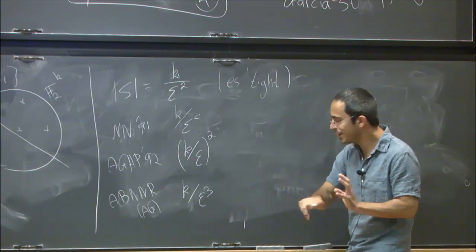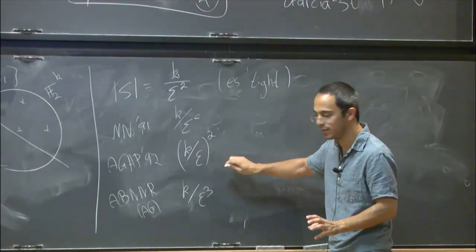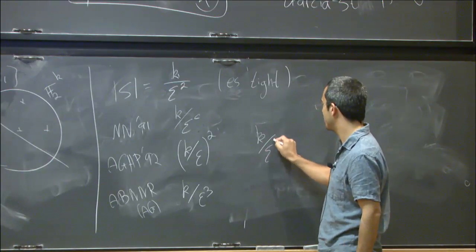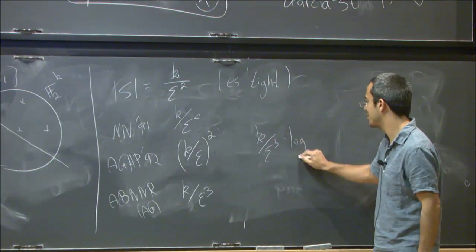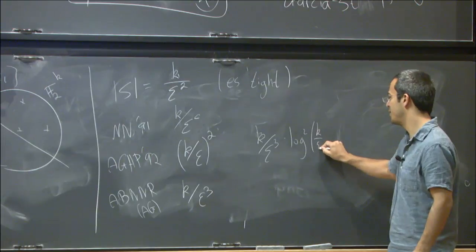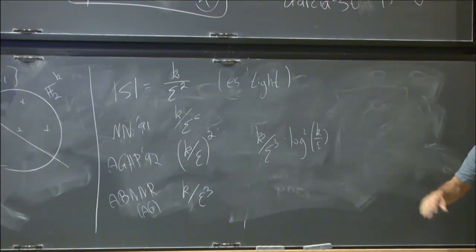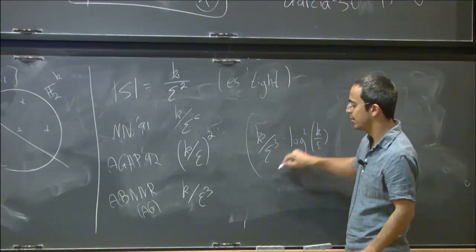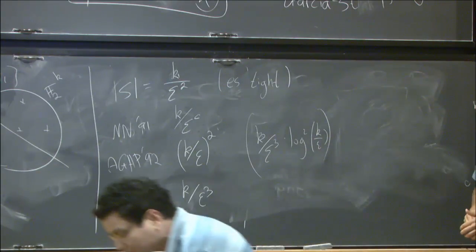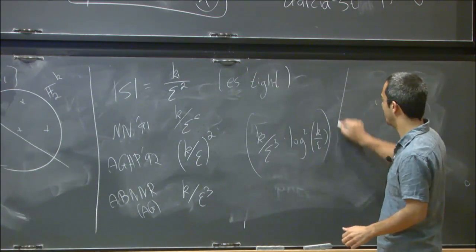And maybe what you're referring to is that you can tweak this construction and get something like k over epsilon cubed times log squared of k over epsilon. Maybe this is what you, no. Okay. So just this one. You need just distance amplification for the last one, but it doesn't matter.